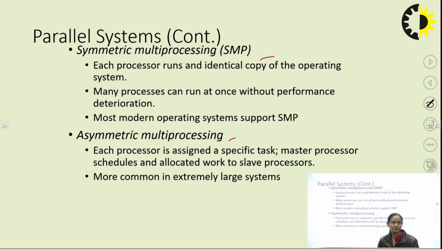Whereas in asymmetric multiprocessing, there is a concept of master and slave. Each processor is assigned a specific task, and deciding which processor needs to perform what is done with the help of a single master processor, which allocates this work to the slave processors. So in asymmetric multiprocessing we have a master-slave concept, whereas in symmetric multiprocessing all the processors have equal power. There is no master-slave concept there. Asymmetric multiprocessing is more common in extremely large systems.